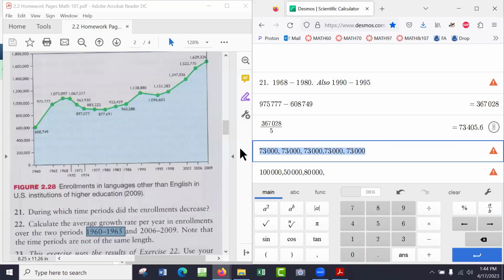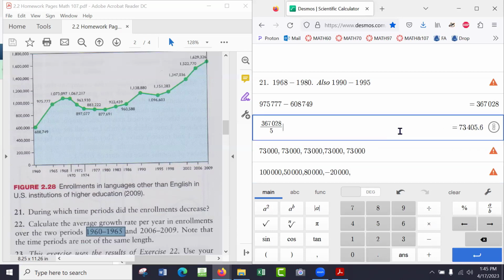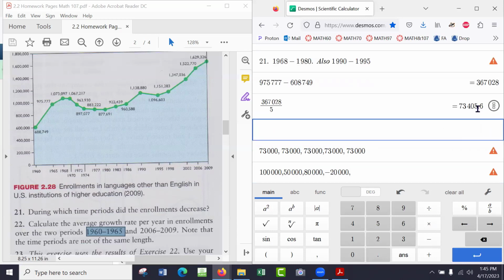It's not the actual growth rate. By the way, it could have fallen by 20,000 in the year 1964 or 1963, right? And then it could have jumped up in 1964 to where the average is 73,000. So we're not even saying that it was positive growth every year. We're just saying the average is 73,000, but that's what average growth rate means. So your answer is 73,405. You can put in 0.6 if you want. It doesn't matter. That's 0.6 of a student. You might be asked to round to the nearest whole number, which would make sense in real life because you can't have 0.6 of a student. That would be very messy, right?